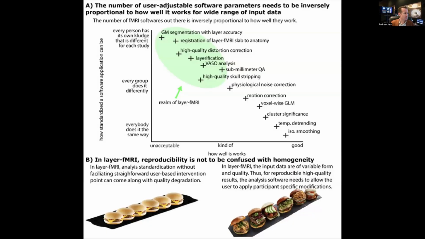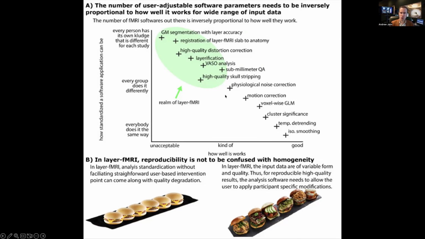They summarize this in a somewhat droll figure. If you look at the labels of these different axes, how well does a certain kind of pre-processing pipeline work for the majority of people? So unacceptable, that doesn't work really well. Something like isometric smoothing, for most people works relatively well, even if everybody does it the same way. Everybody smooths at 6 millimeters for a typical fMRI data set. We accept that. It works pretty well for cortical, subcortical areas, so pretty good across the board.